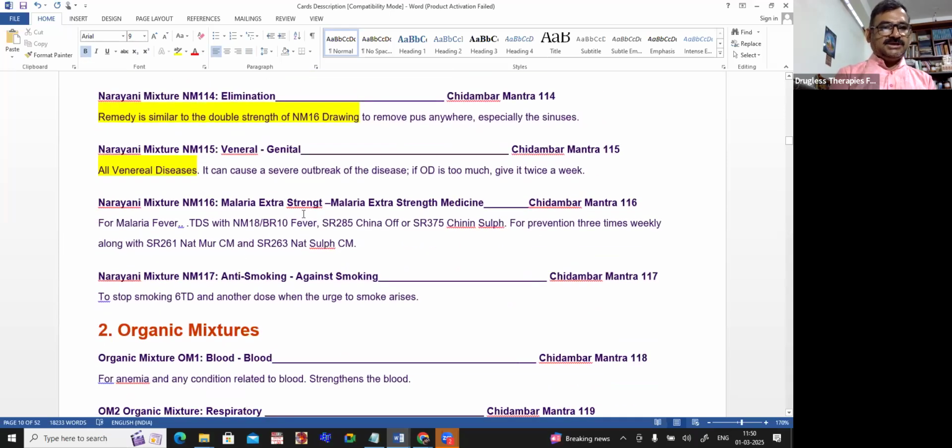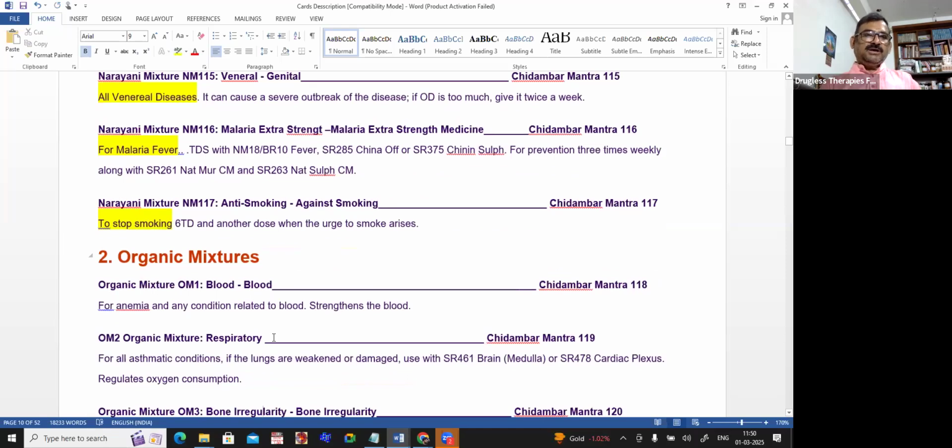Okay, so malaria extra strength is for malaria fever. The specialty of malaria fever is chill with fever, and smoking is an anti-smoking remedy. So that's it, we know all those combinations. I will save this and immediately send it to the group. Again in the afternoon we'll take the same list, and if I say NM116, you should say it is malaria extra strength. Simple, that's it. Narayani anti-smoking.